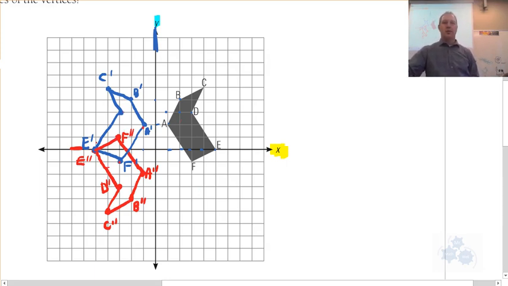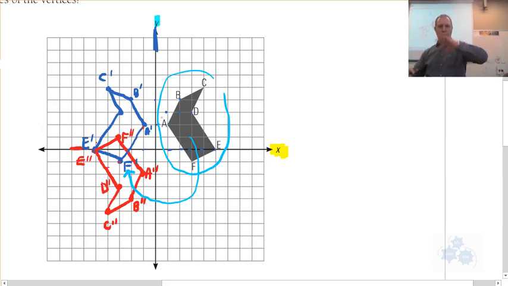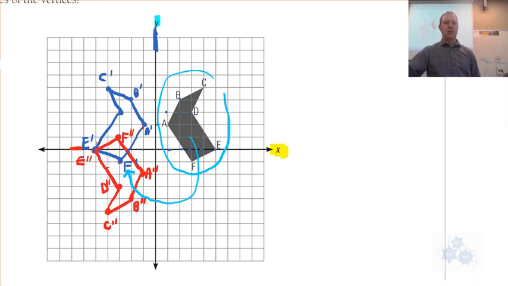It's been reflected twice. Do you know what this looks like to me? It almost looks like this original shape has been rotated 180 degrees. Boy, I wonder if that's the same. Look, it looks like it's been rotated 180 degrees. If you reflect something in the y-axis and then reflect that thing in the x-axis, does that become a 180 rotation every time? I wonder.